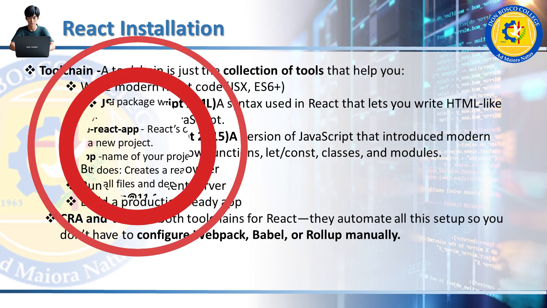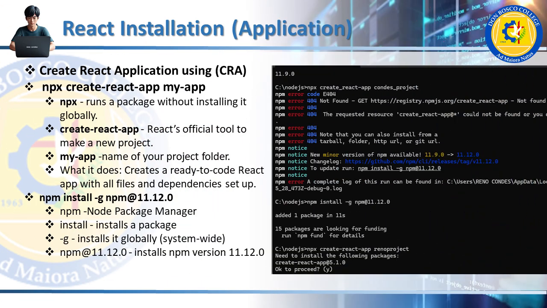To create a React application using CRA, run npx create react app myapp, where npx runs a package without installing it globally. Create React App is React's official tool for making a new project, and myapp is the name of your project folder, which sets up a ready-to-code React app with all files and dependencies included. In case your version needs to be updated, follow the required version shown in the terminal.